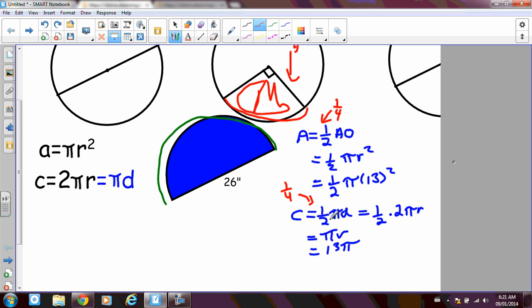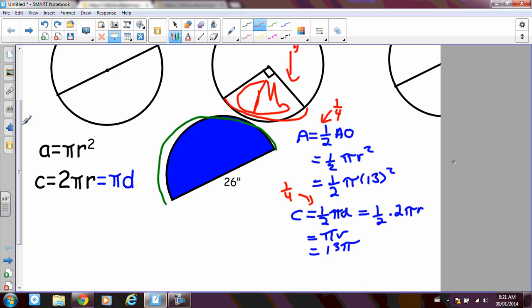Same idea with circumference, 1/2 of pi d or 1/2 of 2 pi r. Either one of those works. And then if I simplify that, it ends up being basically the same as pi times r, so 13 times pi. Again, punch it into a calculator, get your answer.